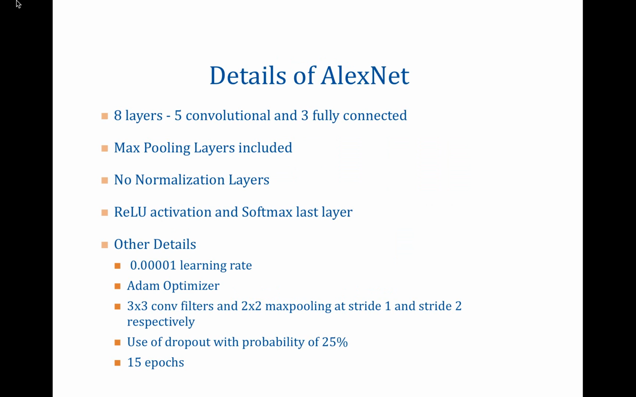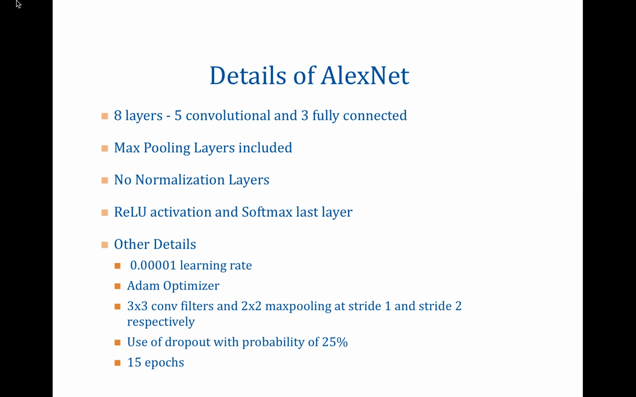So the details of the AlexNet are 8 layers, 5 convolutional, 3 fully connected, max pooling layers included, no normalization layers in our case, ReLU activation first proposed by Alex Krizhevsky, and softmax in the last layer, unlike sigmoid, which is used for binary classification. So the cost function with the softmax will become categorical cross entropy.